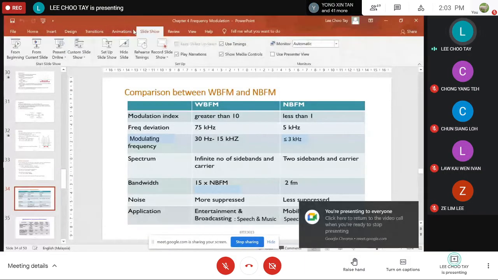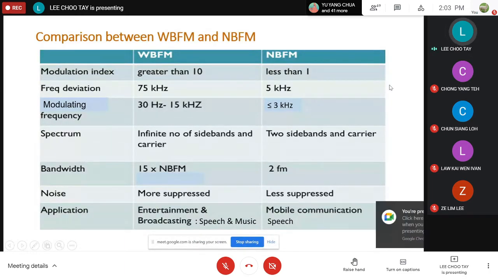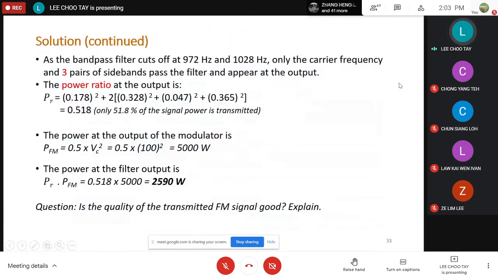Okay, can you see my slide? Yes, we can see you. All right.